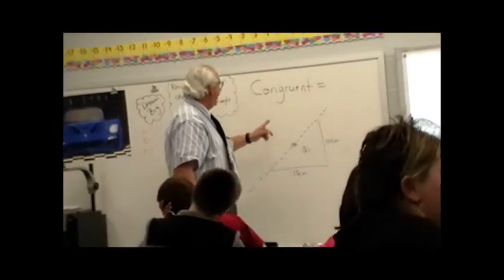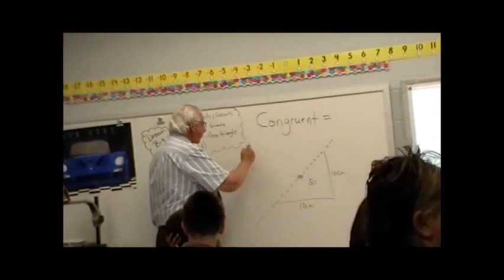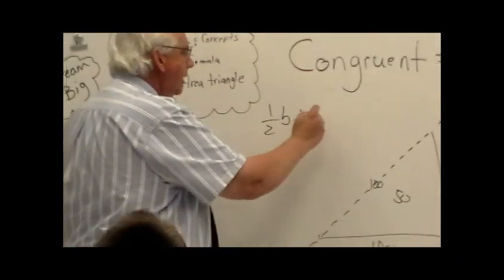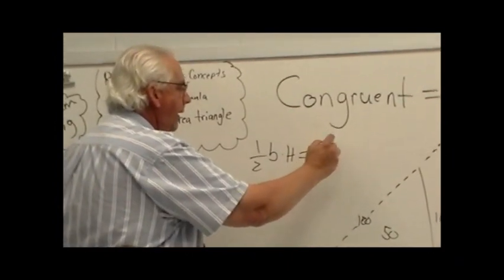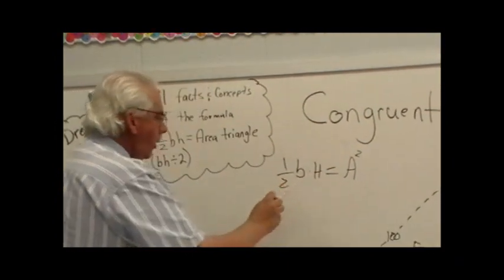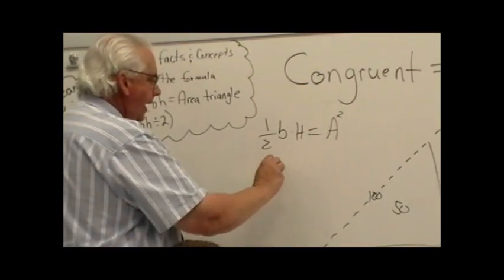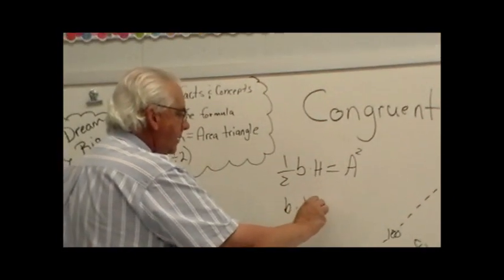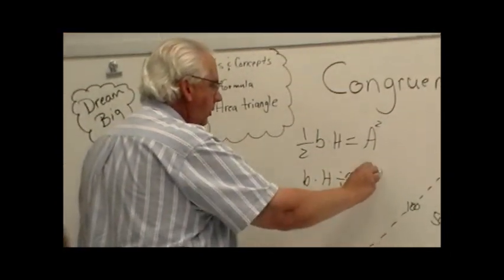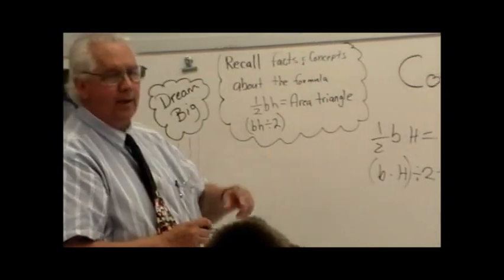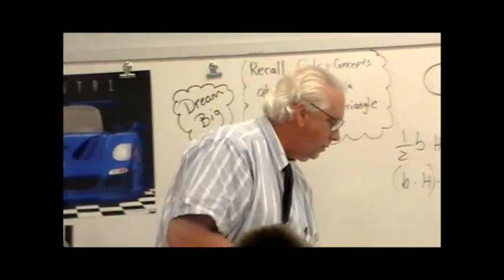That's how he figured out that 1/2 of the base times the what? Height equals area. So we've been doing it how in class? Base times height divided by 2 equals area. So is that the same thing? Are those both the same thing? Yes. More than one way to skin a cat.